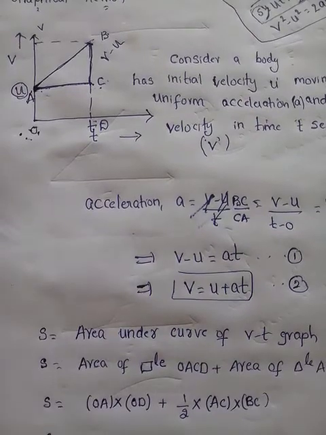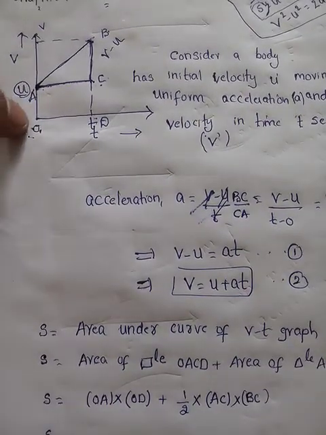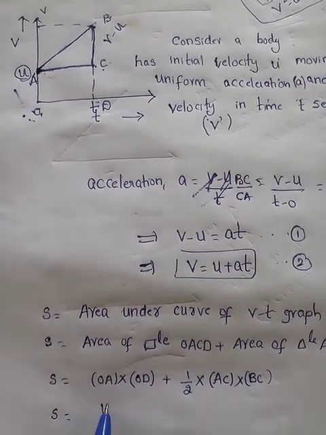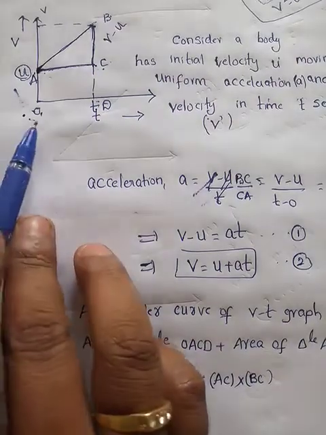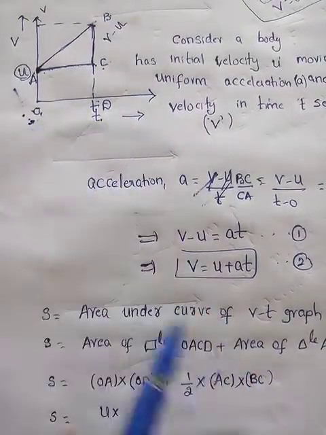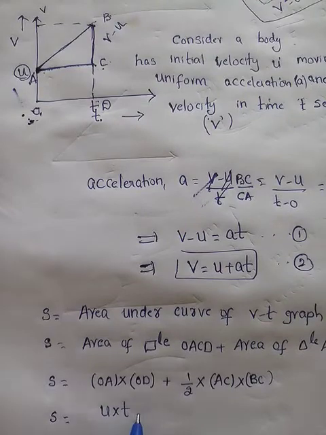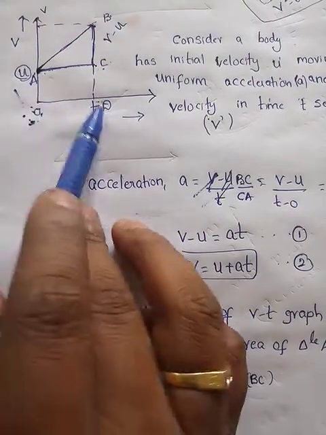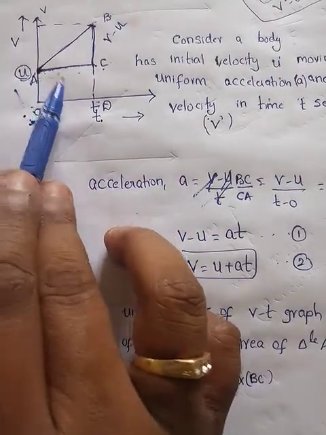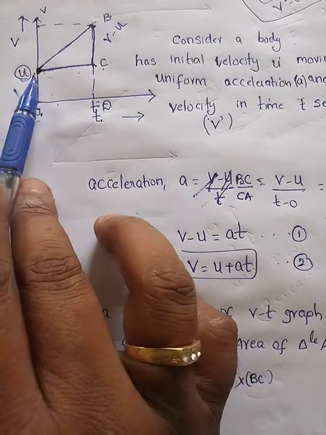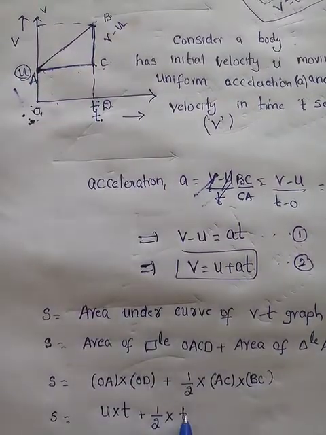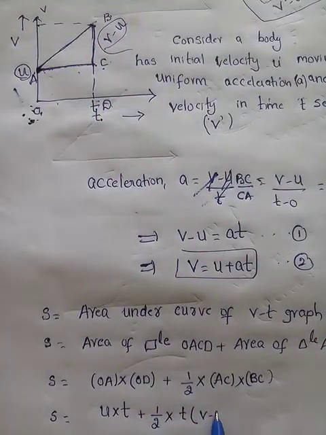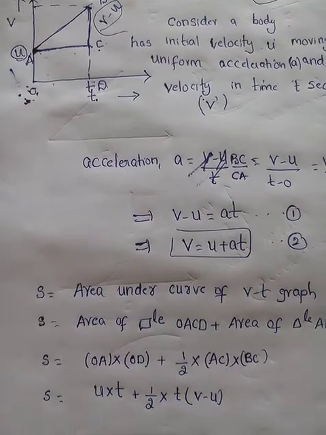What is the value of OA? From O to A, the velocity value is equal to what? Initial velocity, right? So OA is U into OD. It takes how much time? T seconds. U into T plus half into AC. Since it is a rectangle, opposite sides are equal, OD is equal to T, hence AC also equals T. Again BC, what is the value of BC? V minus U. So, these are the values we got.